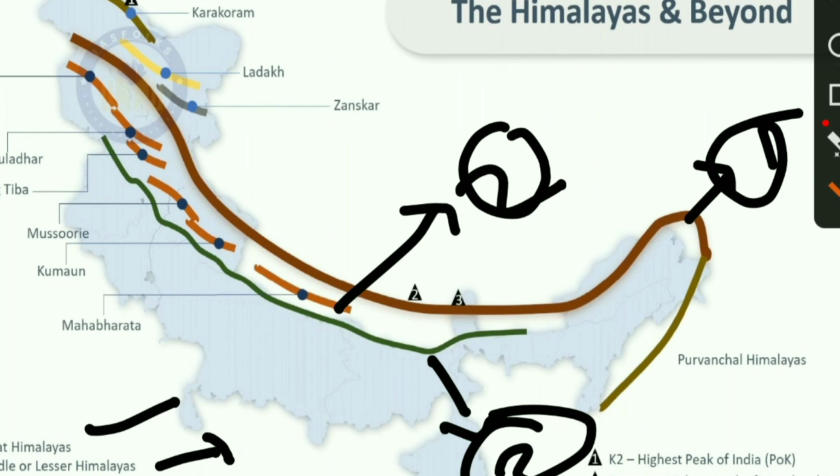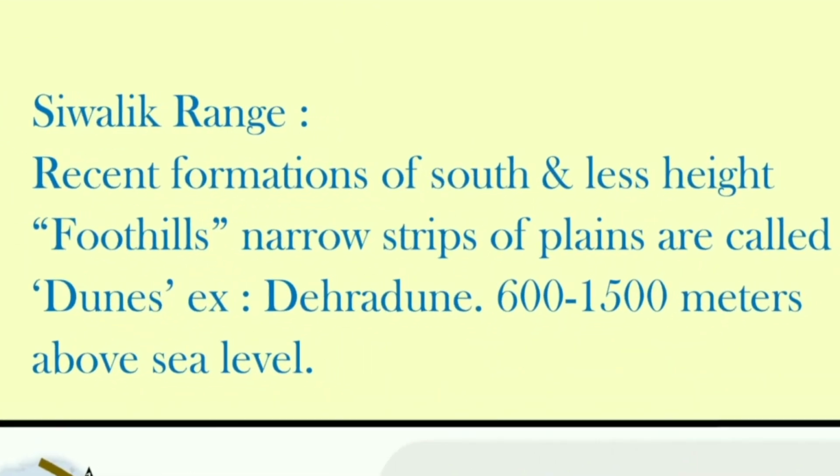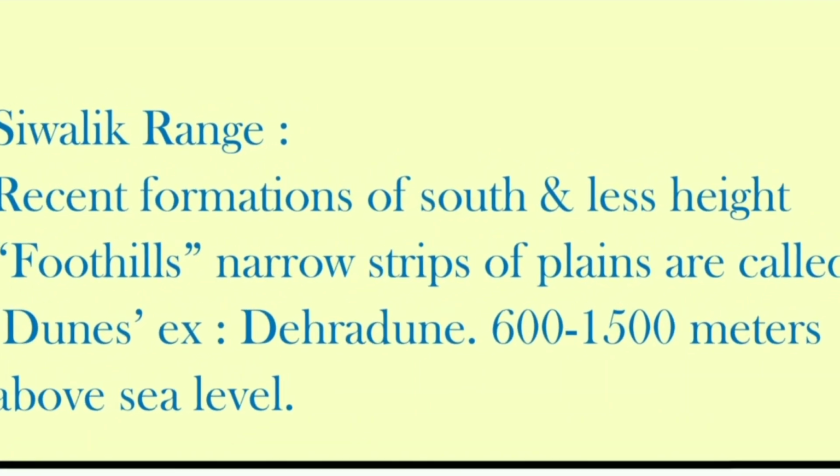The first range is the Greater Himalaya. This one is the Lesser or Middle Himalaya. This is the Shivalik. In your textbook, it has been given first as Shivalik, then Middle Himalaya, then Greater Himalaya in this format. Okay. Come to the Shivalik range.